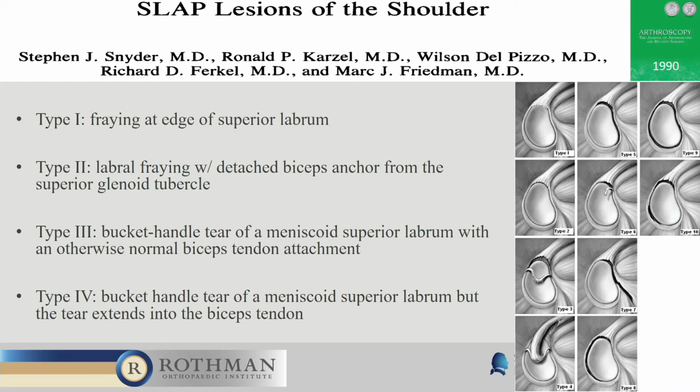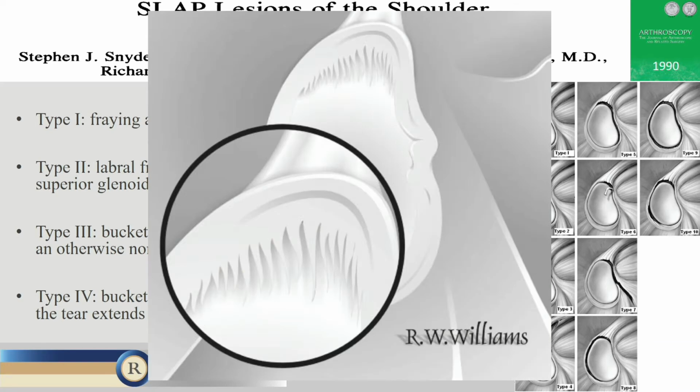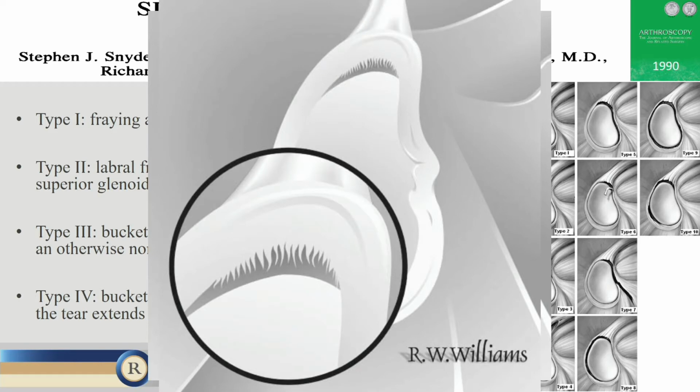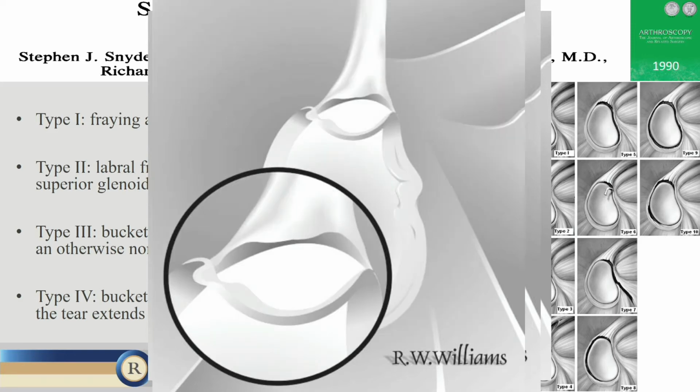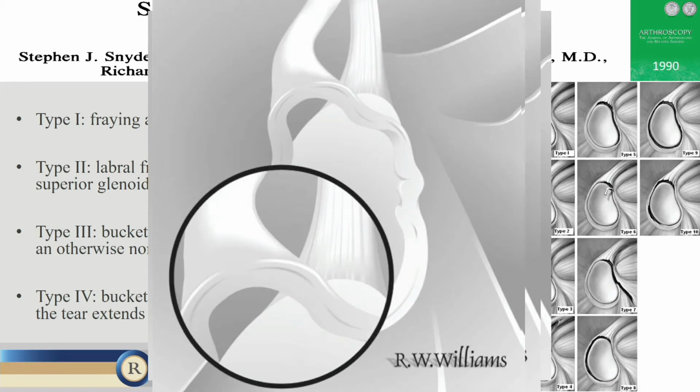And we talk about the different types of slap tears. There's, of course, type 1, where there's just some mild fraying. There's a type 2, where you start to see the biceps labral complex peel off. You can start to see the bone off of the cartilage surface when you're looking at this intraoperatively. You can see a meniscoid variant with the biceps anchor still intact. And then you can see the biceps labral complex taken off with an unstable biceps anchor. The treatment varies based on what type of lesion you have.